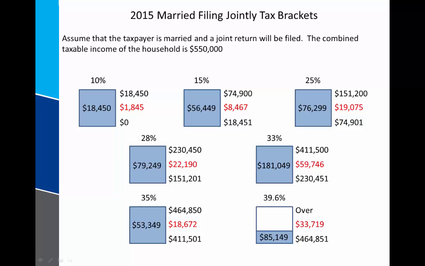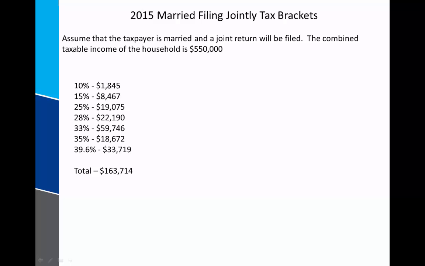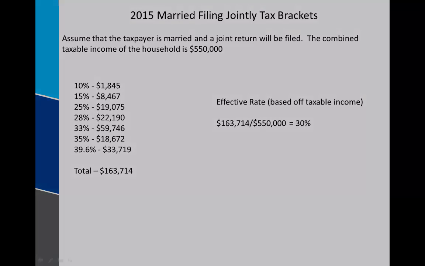The next step is to tax each bucket by the tax rate for that bucket. So the red amounts are the result of multiplying the tax rate by the number in the middle of the bucket. To determine the total tax liability, all of the red amounts are added. When all of the red amounts are added up, the total tax liability comes to $163,714. And then to determine an effective rate, take the tax liability and divide it by the taxable income. In this case, the effective rate is about 30%.